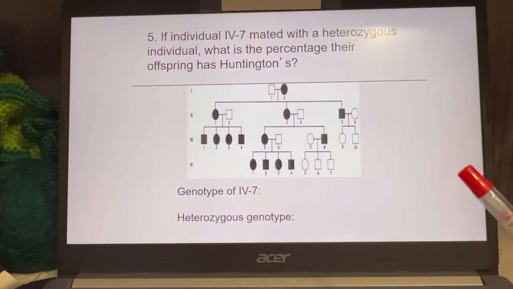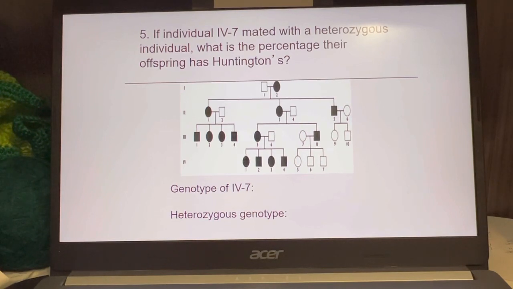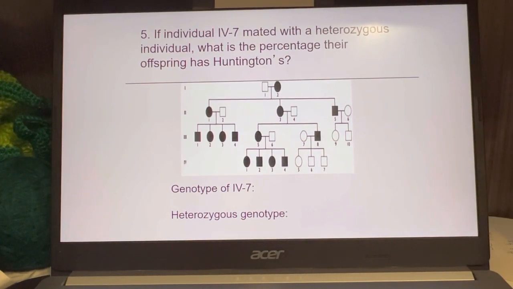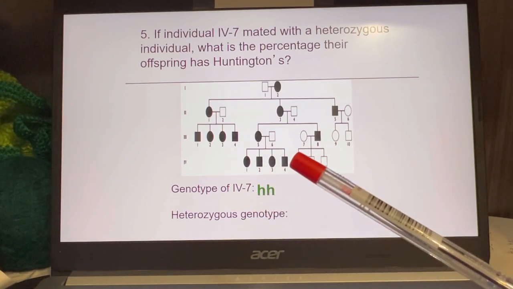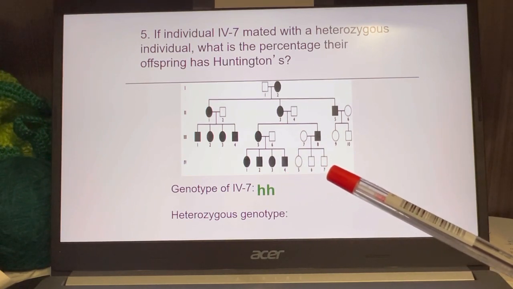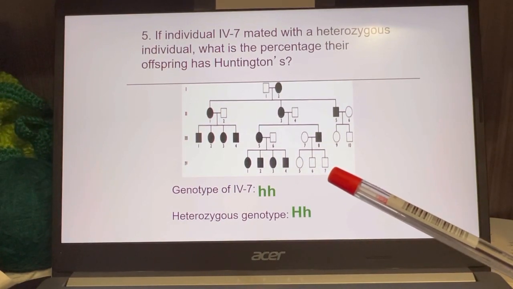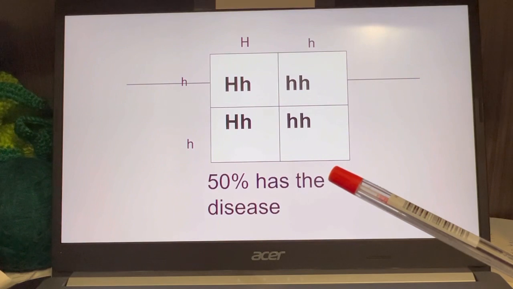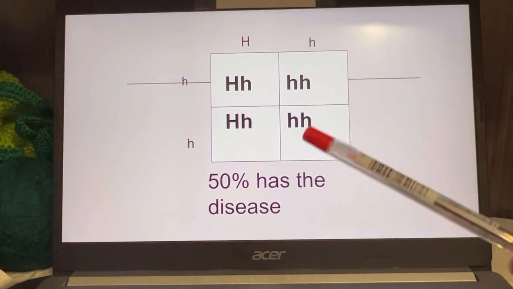Okay. Next, if the individual IV7 mated with a heterozygous individual, what is the percentage of their offspring having Huntington's disease? To answer a question like this, you need to do a Punnett square. So, genotype of IV7 is HH. Punnett square, and 50% has the disease. So these 2 here will have Huntington's.